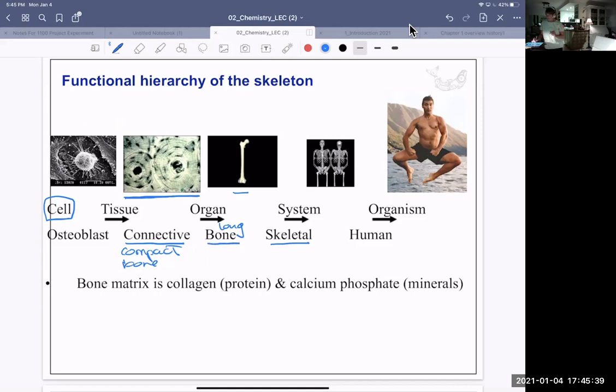The long bone, its property is that not only is it a structural feature, but it also produces red blood cells and stores fat. The skeletal system, I think we said, is capable of locomotion, of posture, and of protecting different parts of the body. And the organism has lots of other functions.